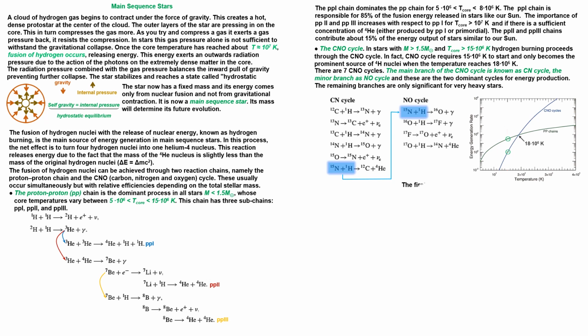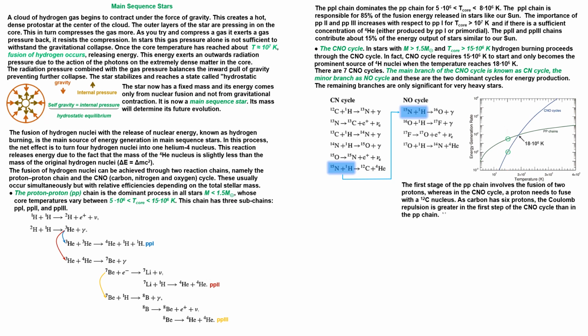The first stage of the proton-proton chain involves the fusion of two protons, whereas in the CNO cycle, a proton needs to fuse with a carbon-12 nucleus. As carbon has 6 protons, the Coulomb repulsion is greater in the first step of the CNO cycle than in the proton-proton chain. Nuclei therefore require greater kinetic energy to overcome the stronger repulsion. This means they need to have a higher temperature to initiate a CNO fusion.